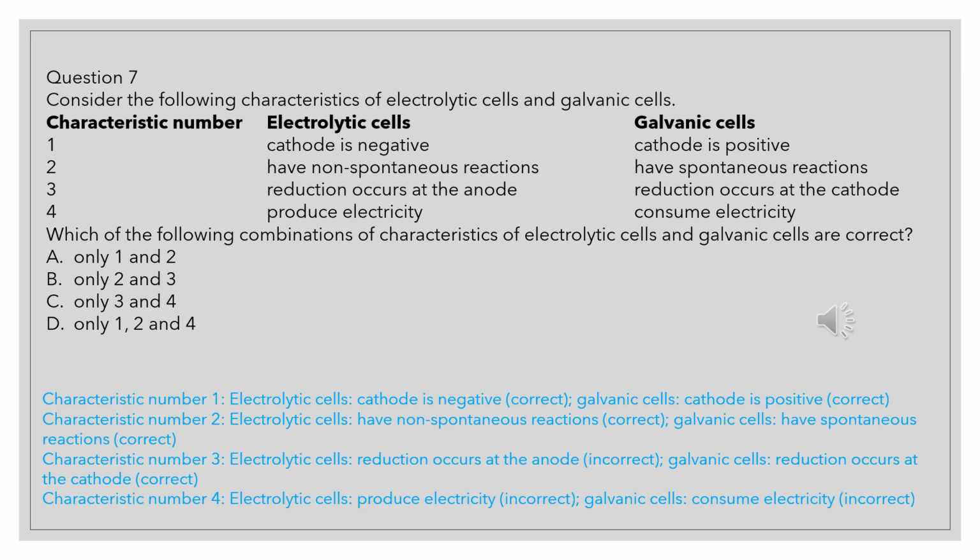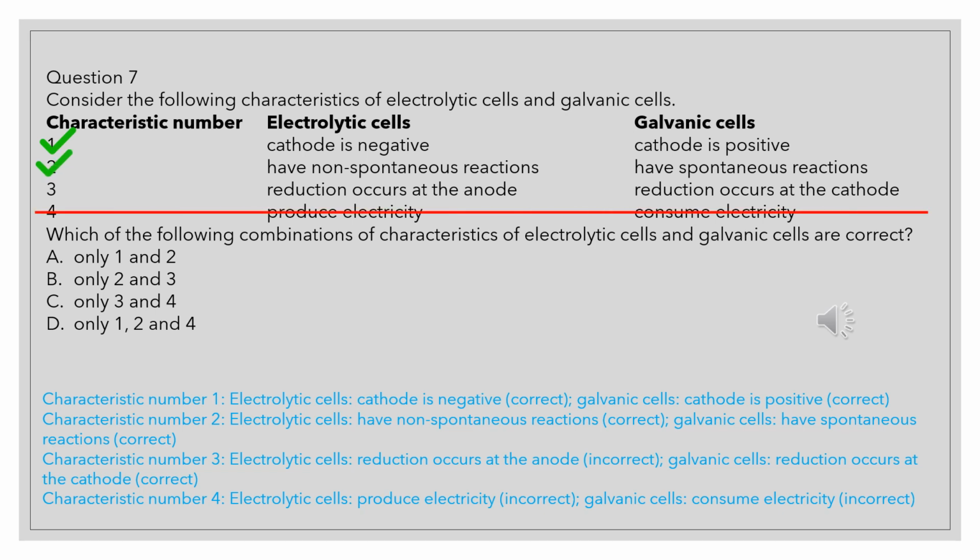Compare electrolytic and galvanic cells. In electrolytic cells, the cathode connects to the negative terminal of the power supply. In galvanic cells, the cathode gains electrons and is a positive terminal. So, statement 1 is correct. Electrolytic cells convert electrical energy into chemical energy and are non-spontaneous. Galvanic cells convert chemical energy into electrical energy and are spontaneous. So, statement 2 is correct, and 4 is eliminated.